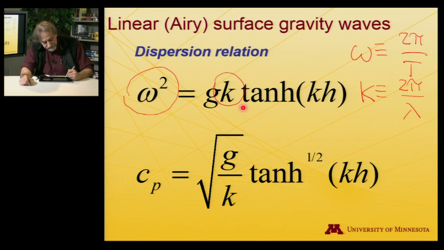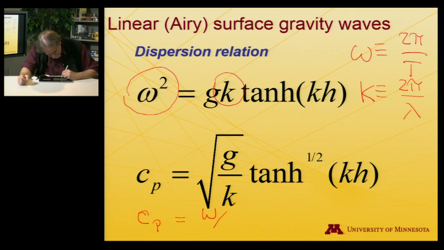If you rearrange this using the fact that the phase velocity is related to the wavelength and the period as we described, in fact, you should be able to convince yourself that Cp, the phase velocity, is equal to omega over k. That's just from the definition that we gave in the previous slide. Then you can rearrange this equation into this one, which is just a little bit more useful for us because it relates the speed of the waves, their phase velocity, to their wavelength via k.